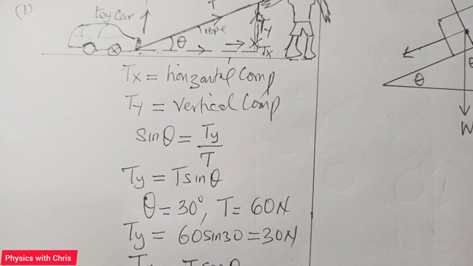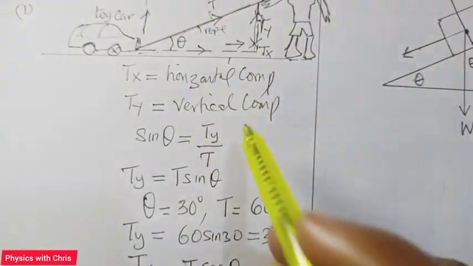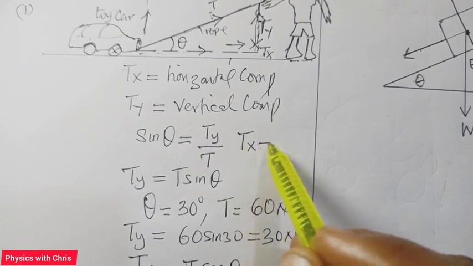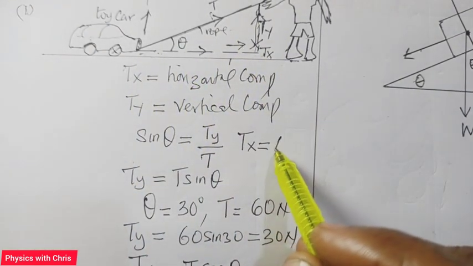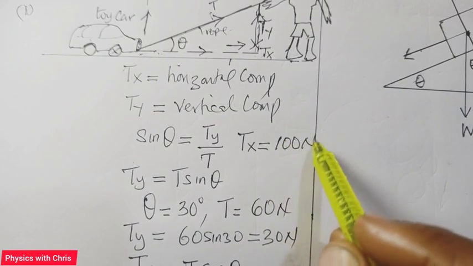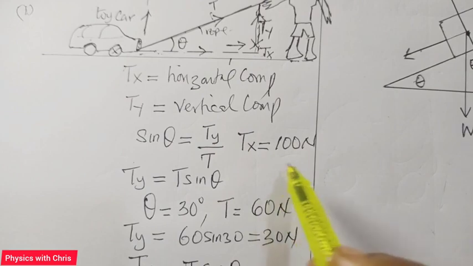Now again, you can decide to reverse or change the setting of this question. What do I mean by that? They can give you the value of Tx, that is the component of the tension in the string that moves the car in the forward direction. They may give you that, probably 100 Newton, and they will ask you to calculate the actual tension in the rope. Here Tx is given.